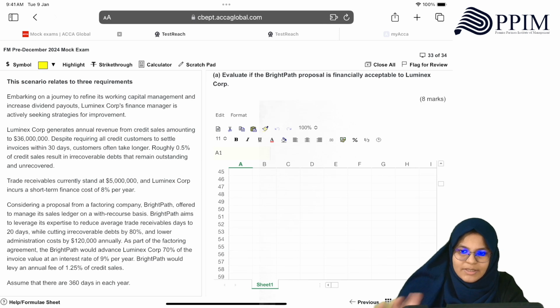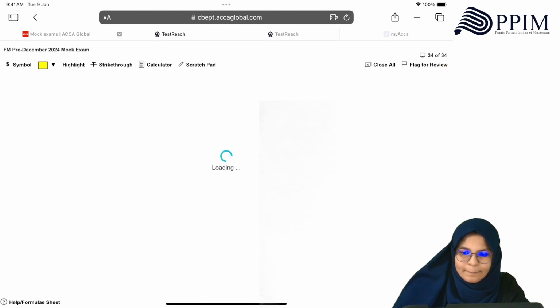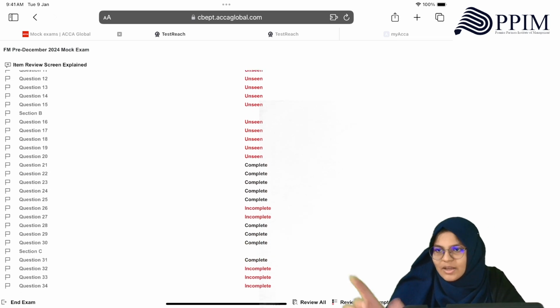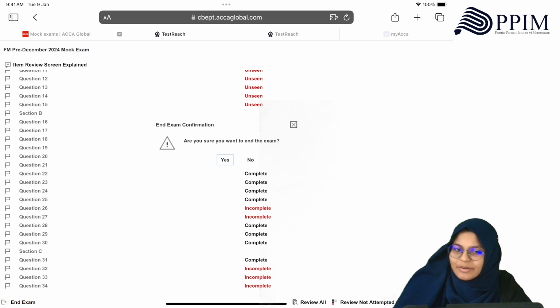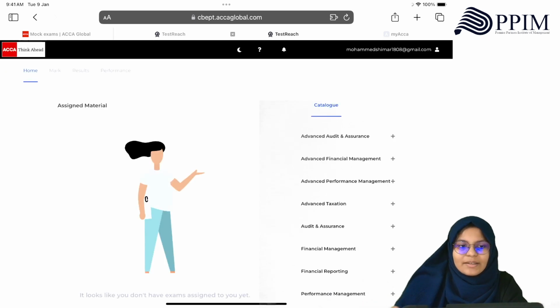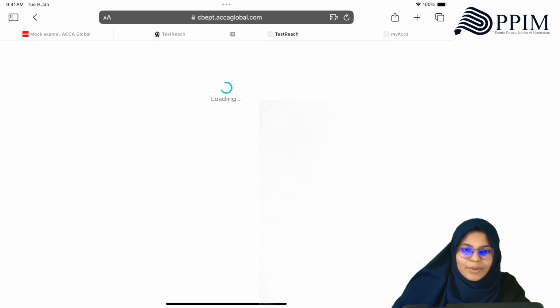Just give me a second. Only when you press on the left hand side end exam, it says are you sure you want to end it, you have to say yes. Only then the marking scheme will become available to you here. You can see now when I go to mark, I have pre-December. So now you can self mark if you want.